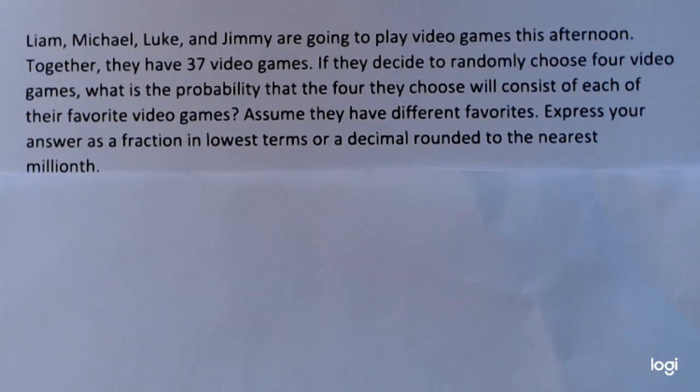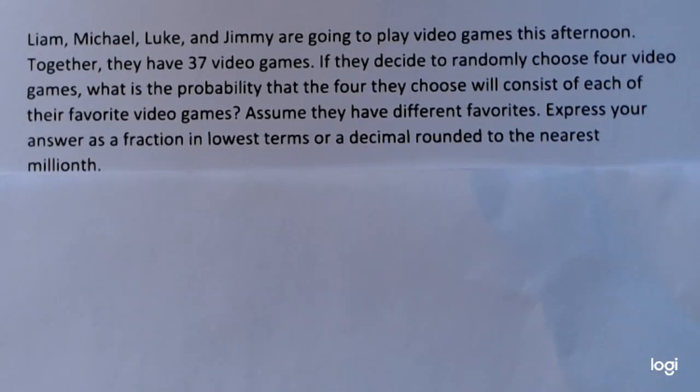In this video, I'm going to use a combination to help find a probability. Liam, Michael, Luke, and Jimmy are going to play video games this afternoon. Together they have 37 video games. If they decide to randomly choose 4 video games, what is the probability that the 4 they choose will consist of each of their favorite video games? Assume they have different favorites.